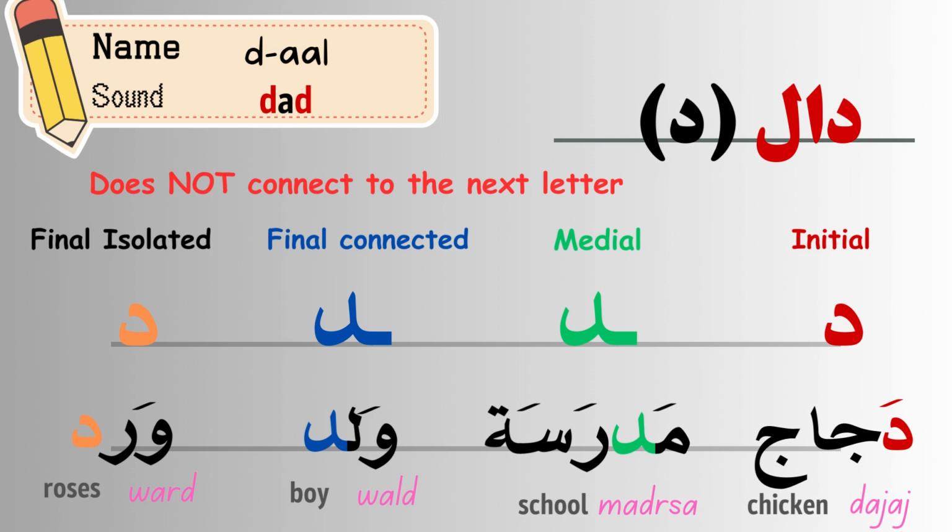If you go back and look at word dajaj, we use the initial form of the jeem because the dal doesn't connect with after. The same thing we did with word madrasa. We use the initial form or the isolated form of the ra because the dal doesn't connect with after.